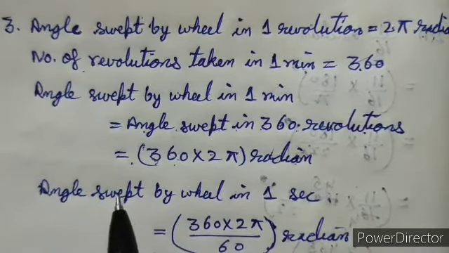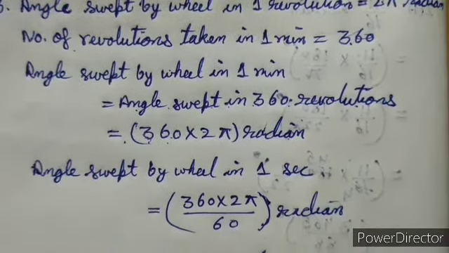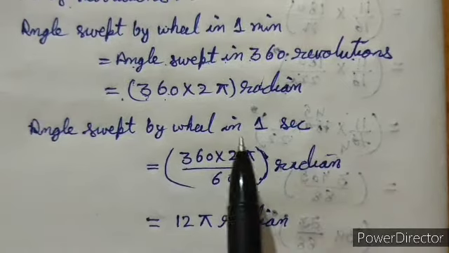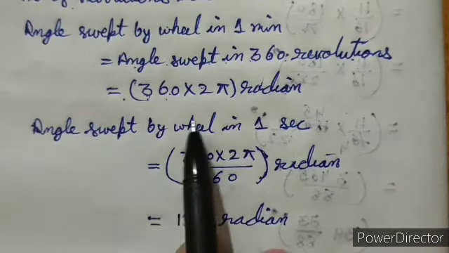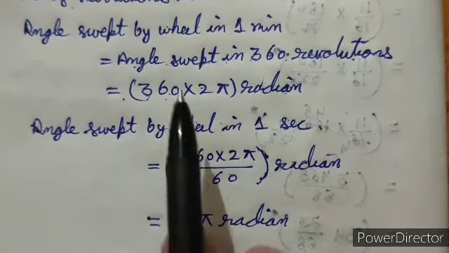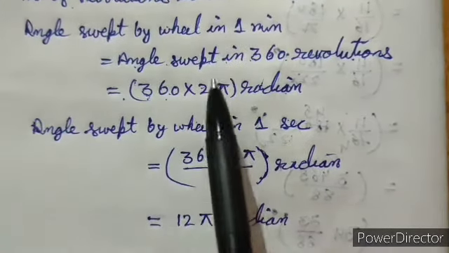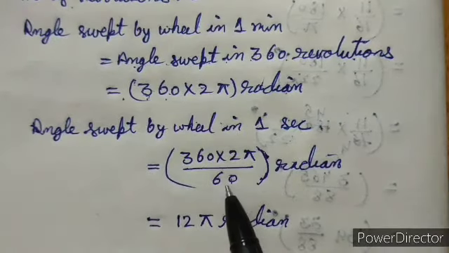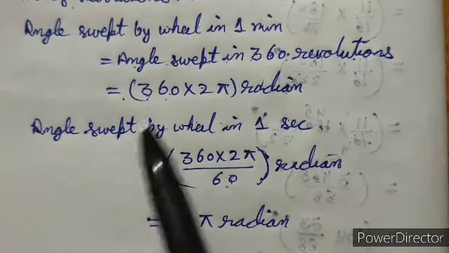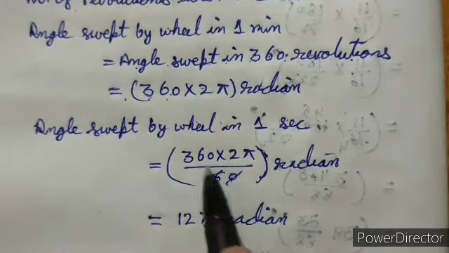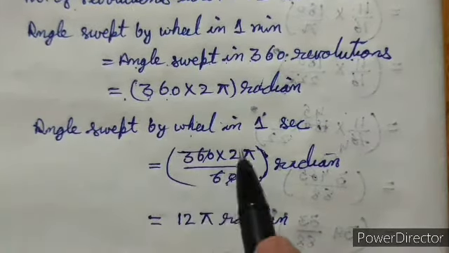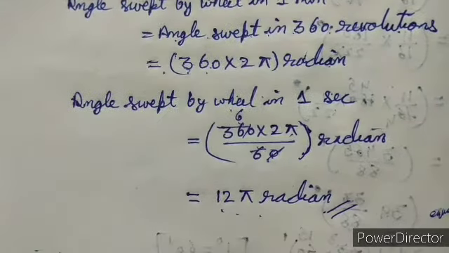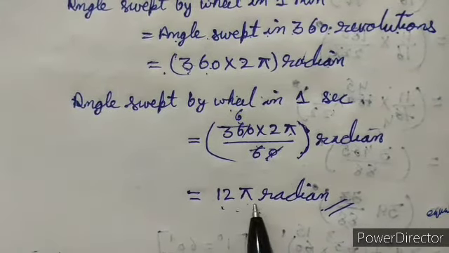Now we have to find out the angle swept by the wheel in 1 second. Now as 1 minute is equal to 60 seconds, so angle swept by wheel in 1 second will be equal to angle swept by the wheel in 1 minute upon 60, that is 360 into 2 pi upon 60 radian, which on solving will give us 6 into 2 pi radian, or equal to 12 pi radian.